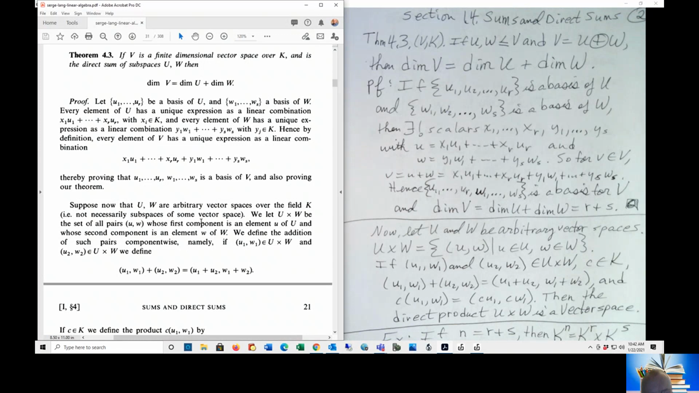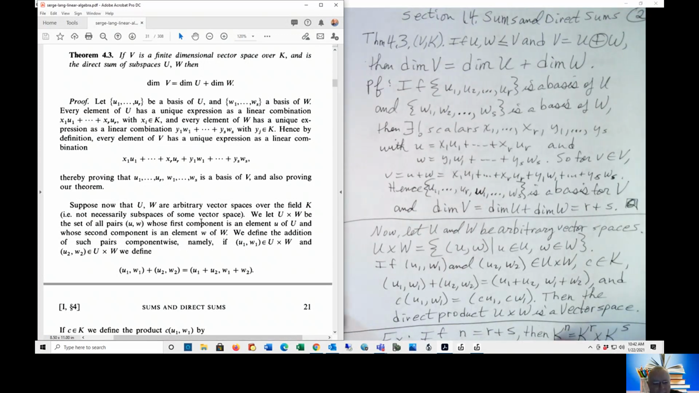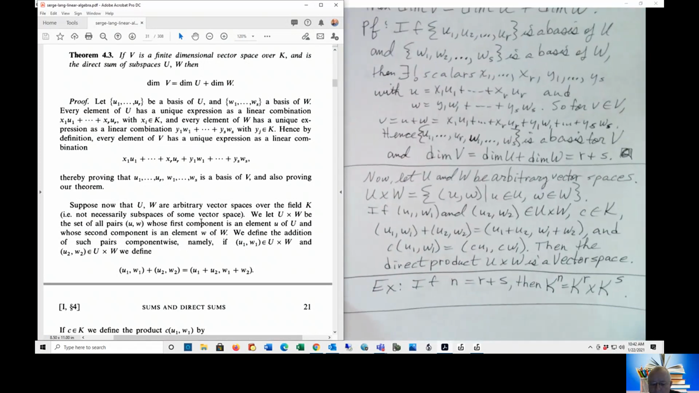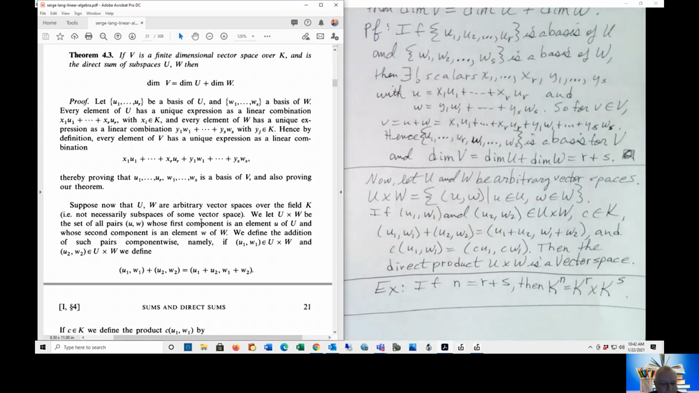Okay? Now next, let's take U and W out of the context of being subspaces of a given vector space, and let's suppose now that U and W are arbitrary vector spaces over a field K, not necessarily subspaces of a given vector space V. Now, we're going to define what we call the direct product, or it's also called the cross product. I believe that's the name in Cal 3.